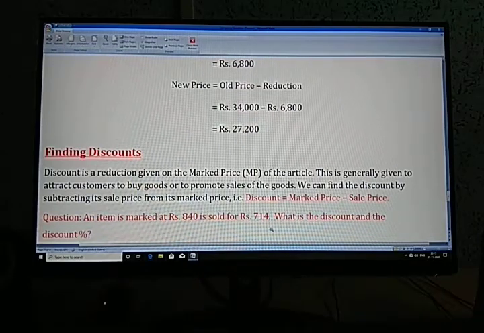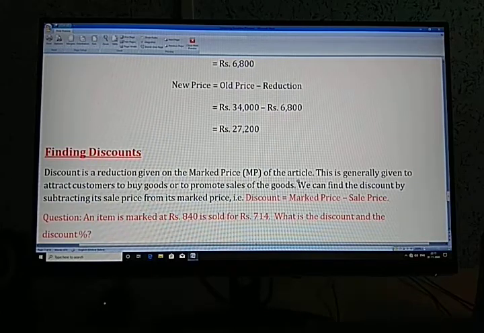So what is actually this discount? The discount is nothing but a reduction given on the marked price of the article. Now what is marked price, you might be thinking? Marked price is not actually the MRP or the maximum retail price. It is the price that is set by the producer or the company. This was the original price, and from that price the discount is done. So why is it done? Generally it is done to attract the customers to buy that good or to promote the sale of that good.